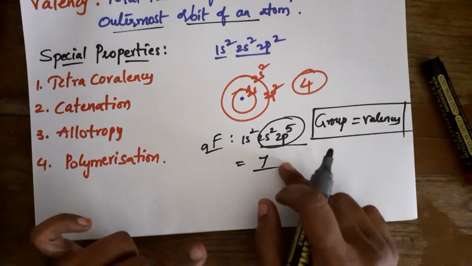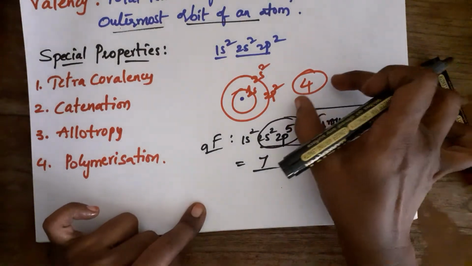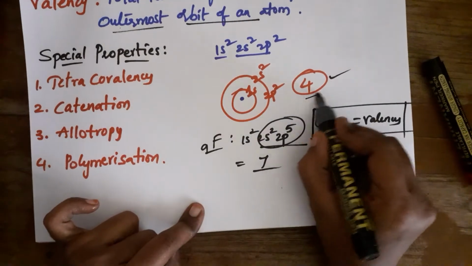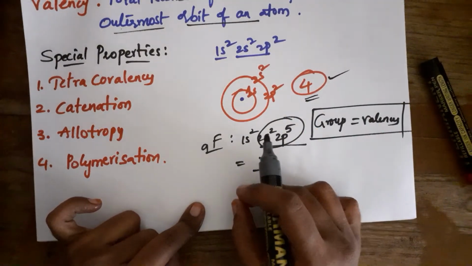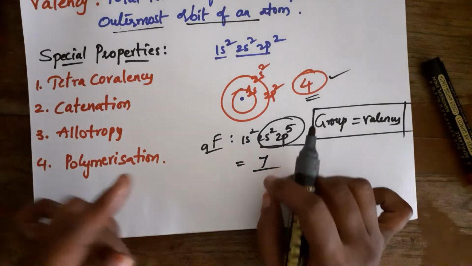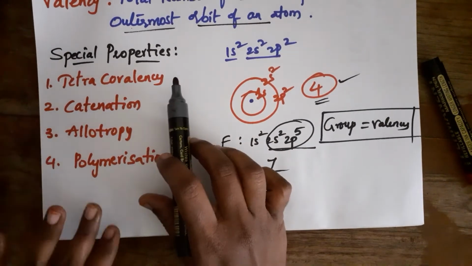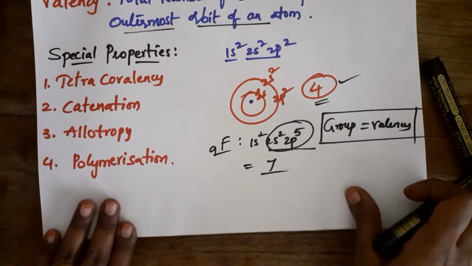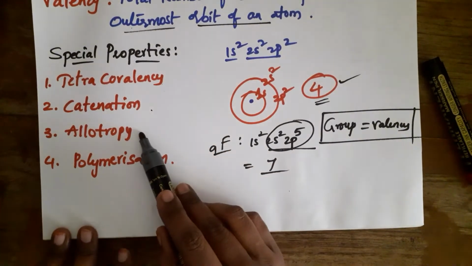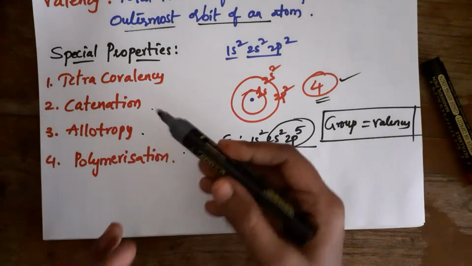Okay, is it clear? Next, how much valency does it show? The valency of the carbon is 4. It's a very high valency. Okay, the atomic number is very small, 6 only, but it's showing the higher valency. Due to that, the carbon shows some specific properties like tetracovalency, catenation, allotropy, polymerization. So one by one we'll discuss.